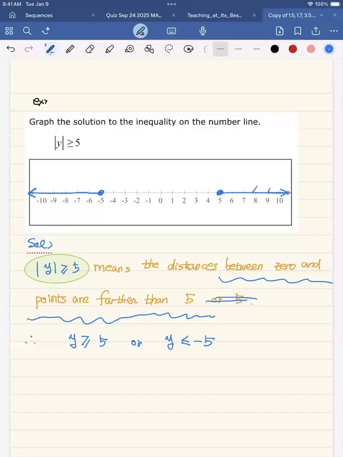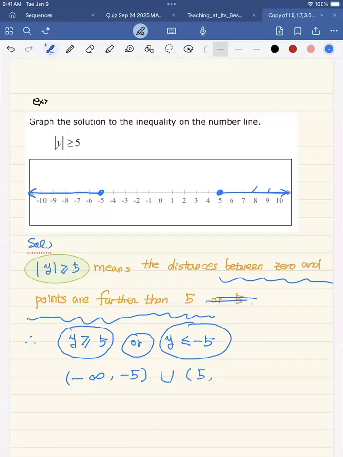If we want to express that with inequality notation, then it becomes y is greater than or equal to 5, or y is less than or equal to negative 5. If we want to use interval notation, that will be open parenthesis, negative infinity to negative 5, union 5, comma, infinity, close parenthesis.